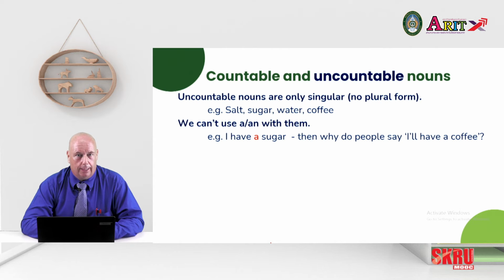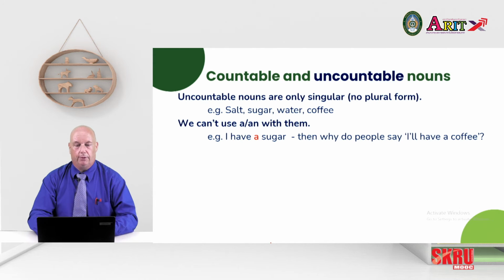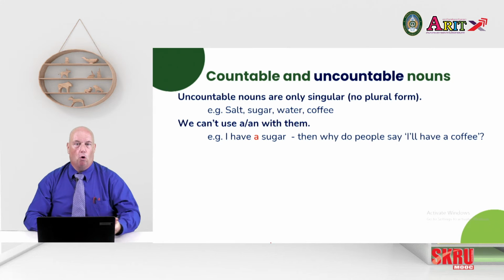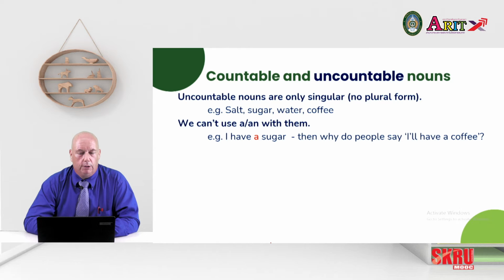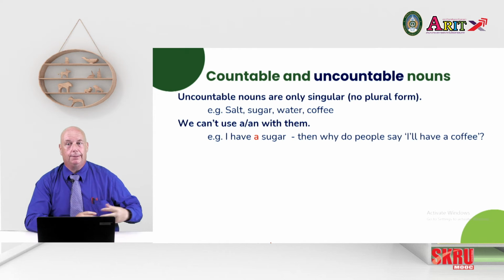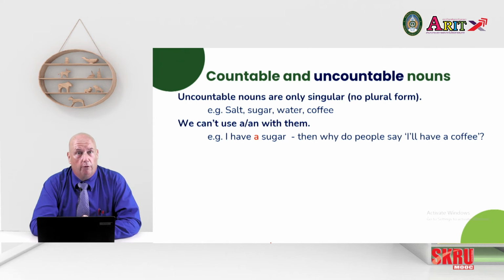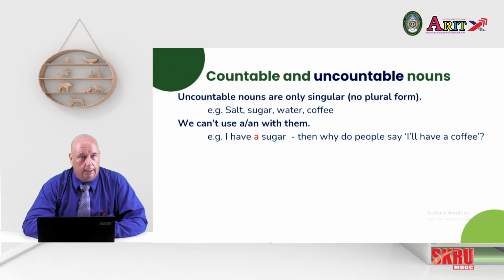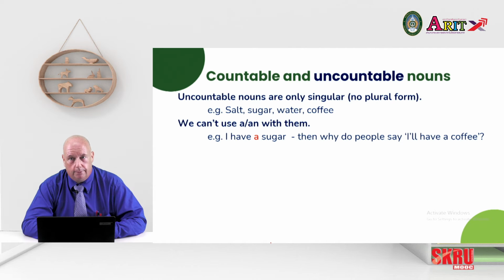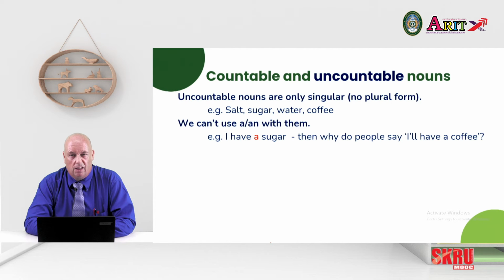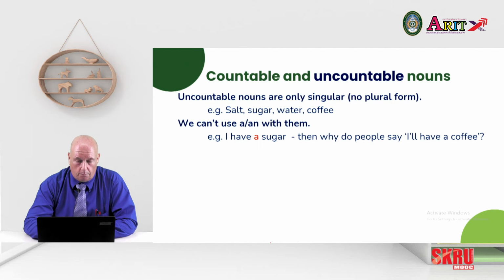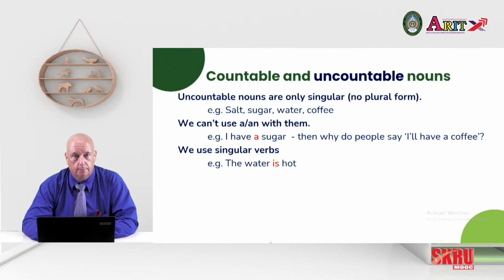You can't use a and an with these. So when we have the example, I have a sugar, it's wrong. I have sugar. No a or an. Which might seem a little weird because you will hear native speakers say, I'll have a coffee. That's grammatically incorrect. What it should really say is, I'll have a cup of coffee. So we make grammatical mistakes when we speak, but it's just natural language. And in reality, we don't use a or an with uncountable nouns.